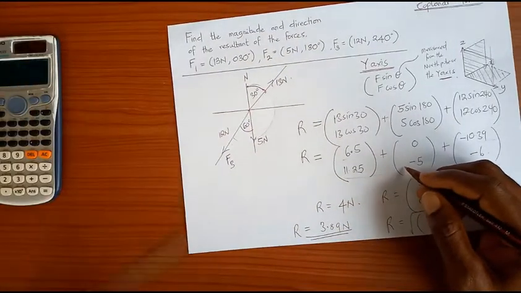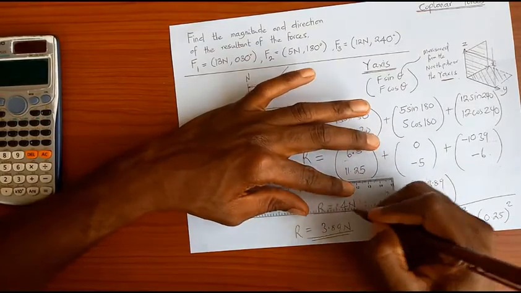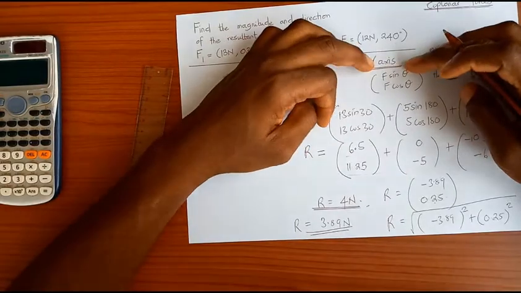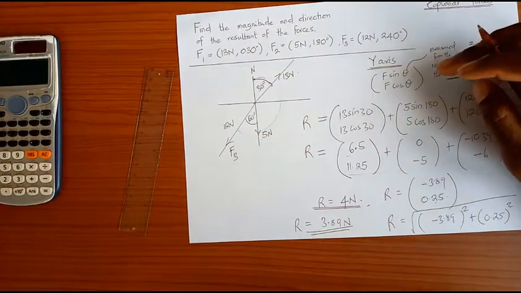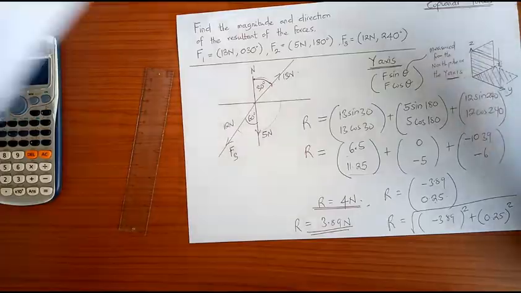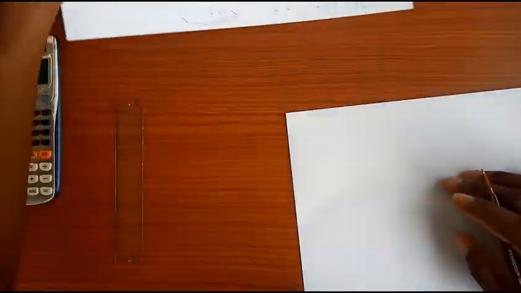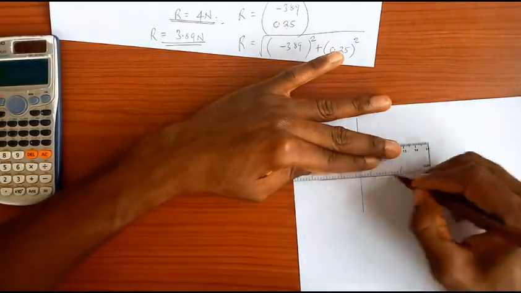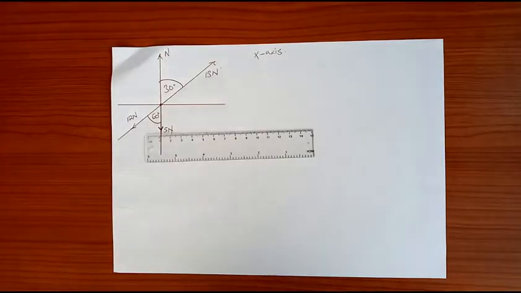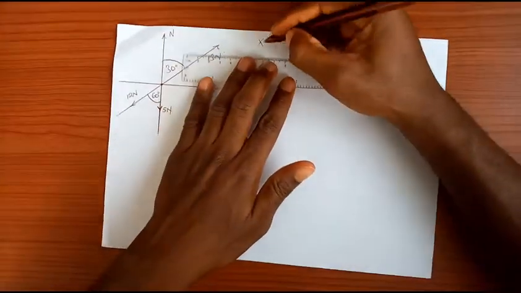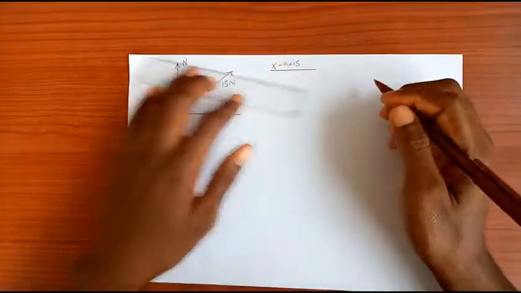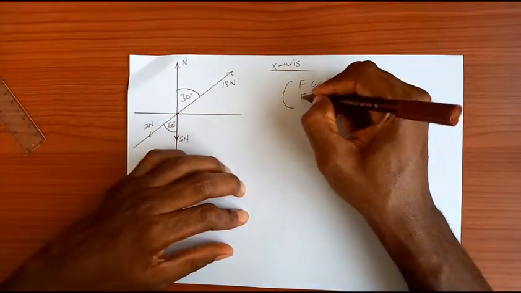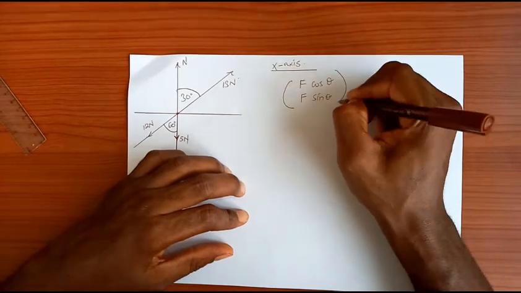So this is my resultant using the coplanar approach. Now, let us resolve everything with respect to the x-axis and see what we also get. We are supposed to get the same answer. So, let's see, this is what we have for the x-axis approach. I have my diagram. So we quote our formula. We are going to get f cos theta, f sine theta.